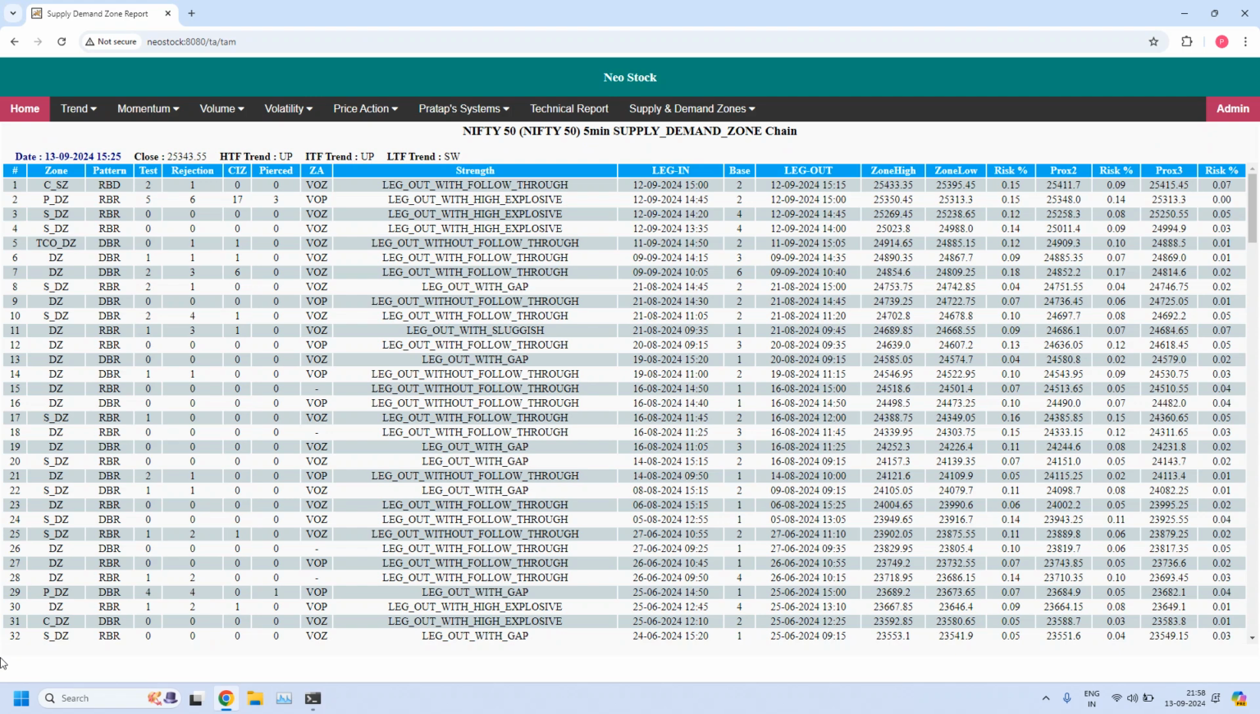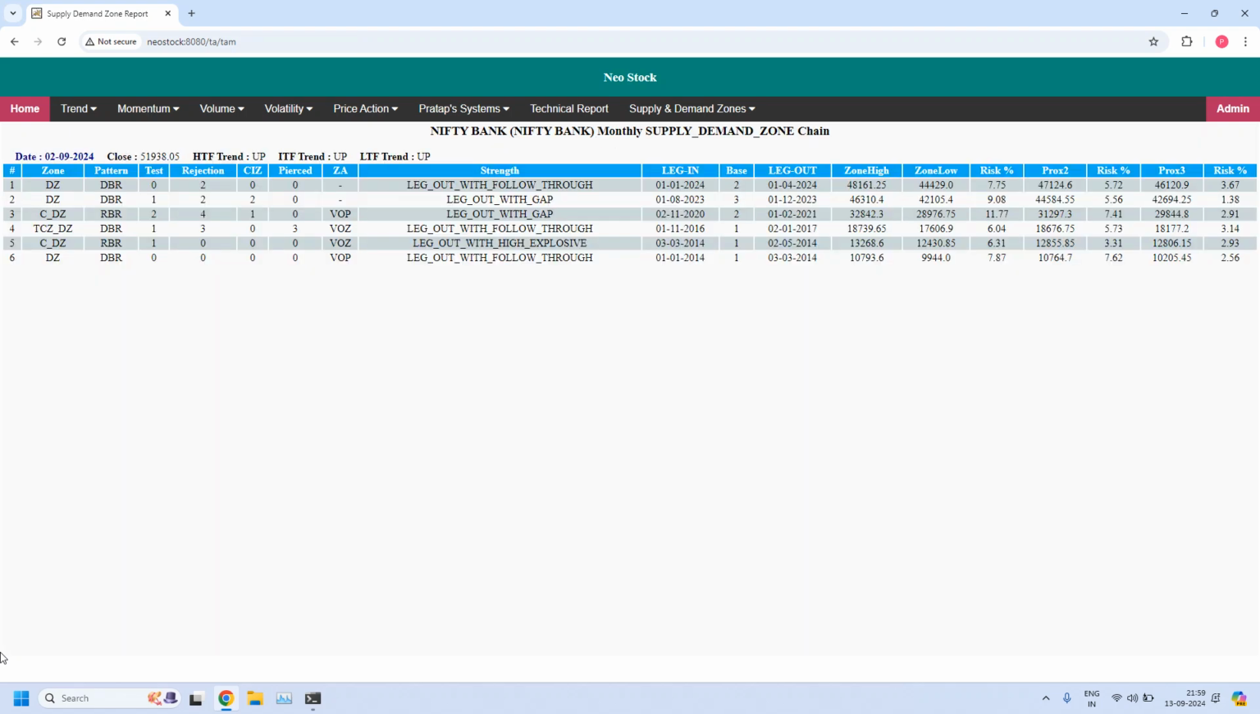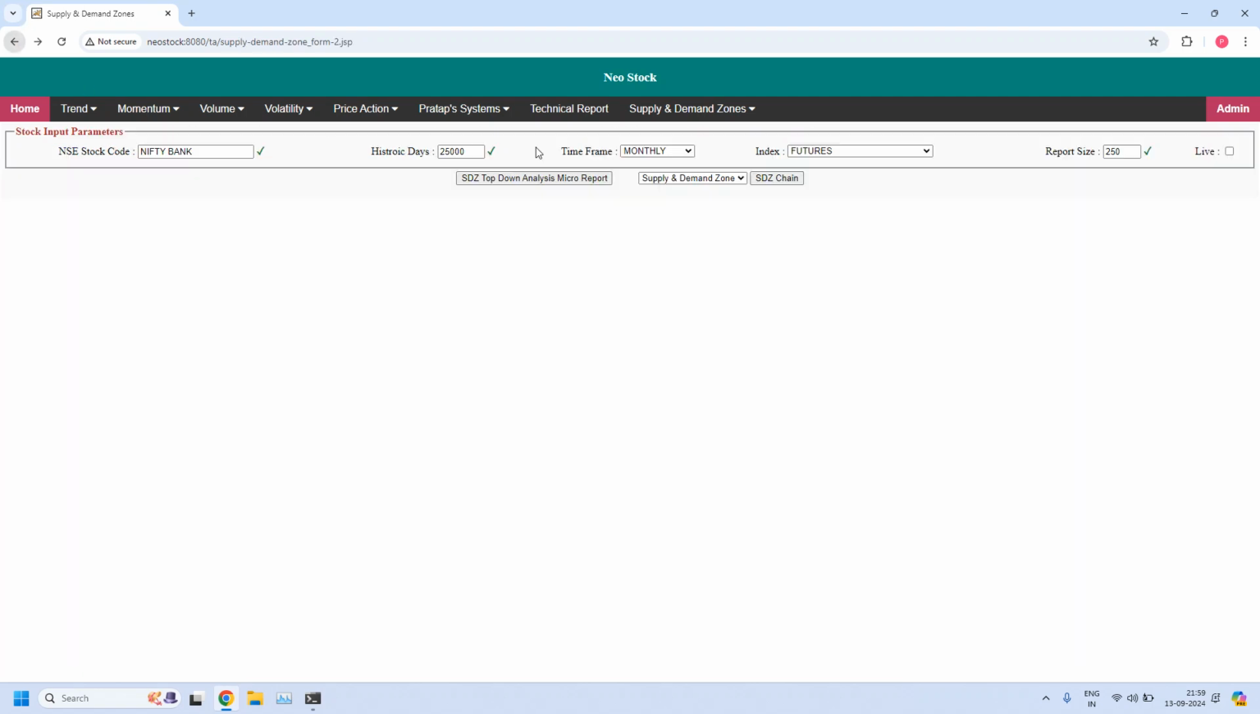Next we will generate the Bank Nifty supply demand zone chain. Going back. Nifty Bank, that is nothing but Bank Nifty. Starting from the monthly time frame, I am generating the monthly supply demand zone chain for Bank Nifty. Next time frame is weekly. I am generating the weekly supply demand zone chain for Bank Nifty.